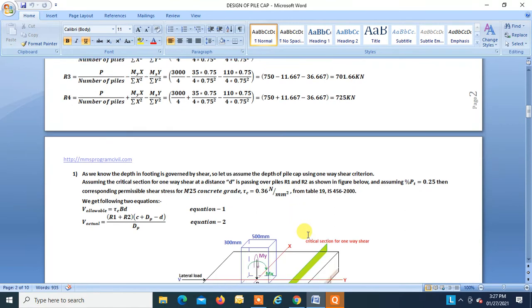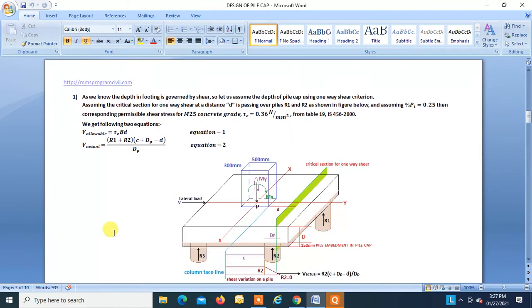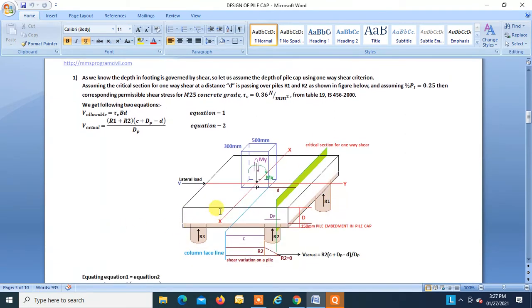Fine. Now we know in case of pile cap we do not provide shear reinforcement, and the depth of the pile cap is governed by shear criteria. So the first step is that we have to assume the depth of the pile cap. As we know, the depth of the footing is governed by shear, so let us assume the depth of the pile cap using one-way shear criteria.